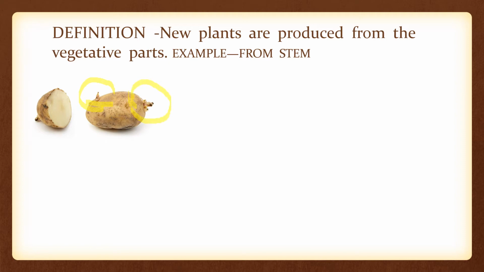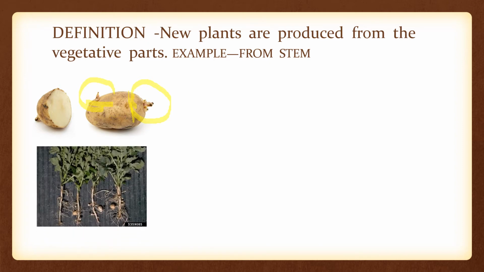See, this part is cut and planted, we get a new potato plant. So, a new potato plant is produced by cutting this part and planting it in the soil. You get a new potato plant. These buds are actually, this is the stem. So, vegetative propagation in potato tuber is by stem.